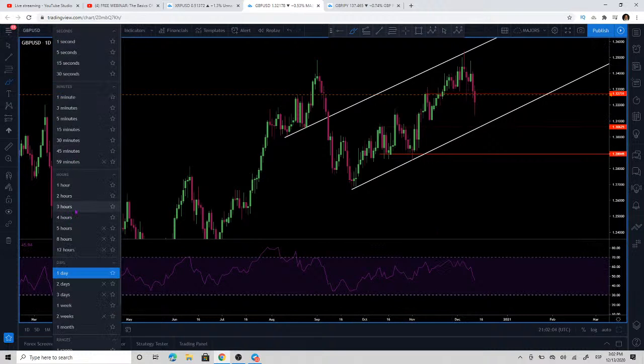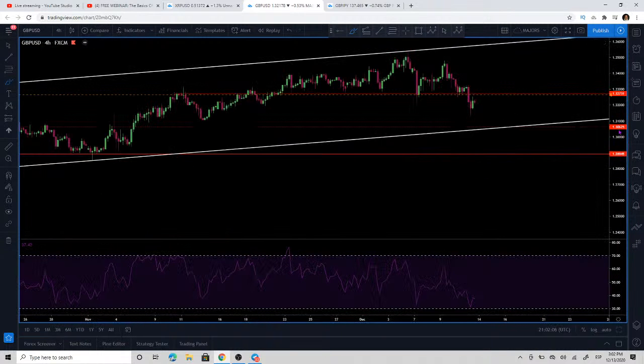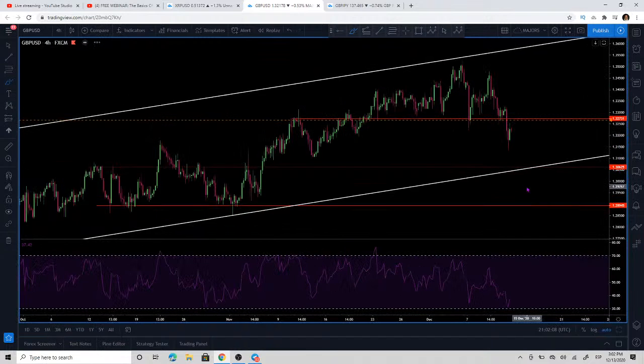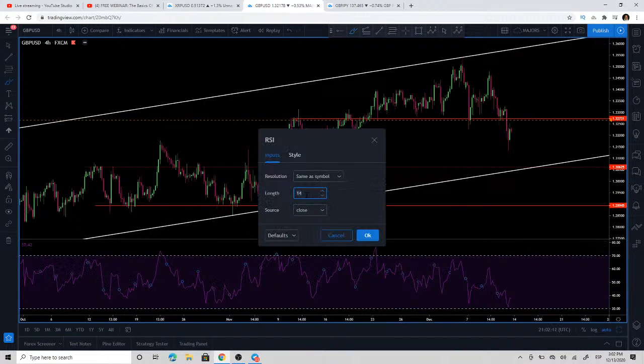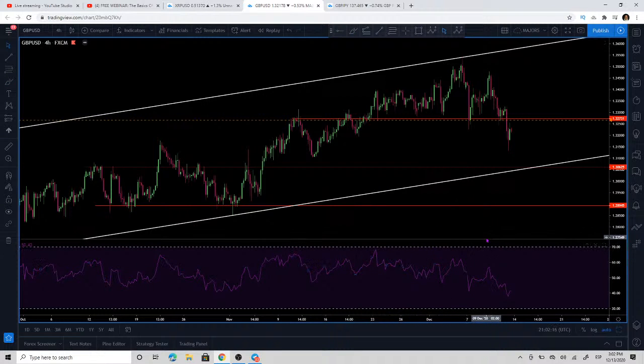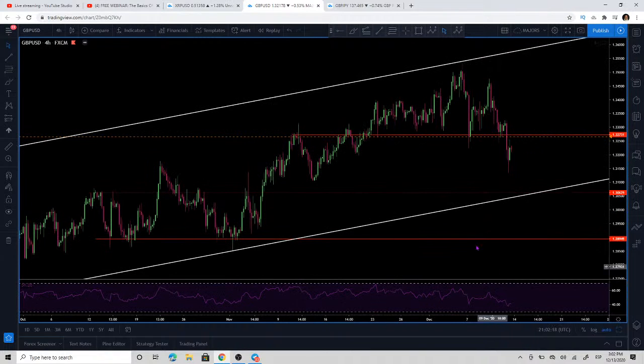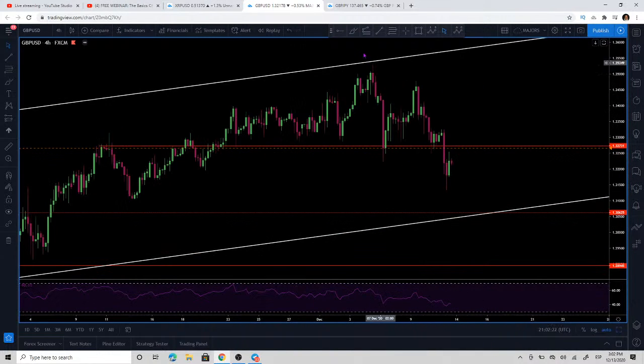And if we go to the 4-hour chart, now we need to go to the 25. I know it's not the best, but that's what you need to do. So on the pound versus the US dollar, I'm looking the same. I'm looking to sell this.